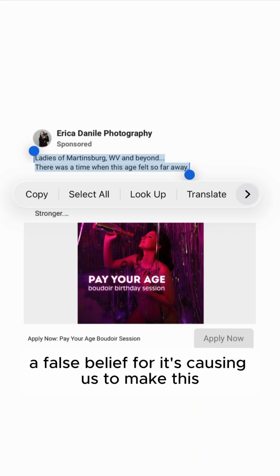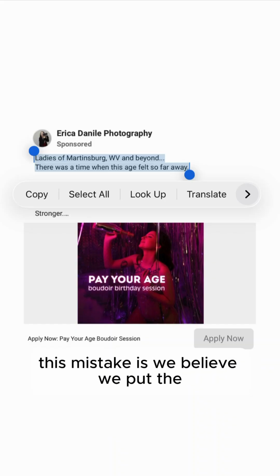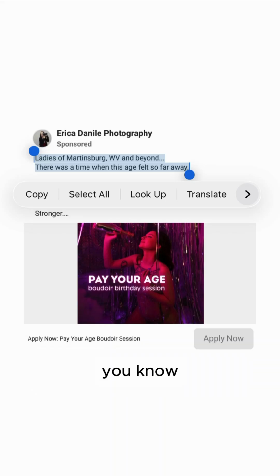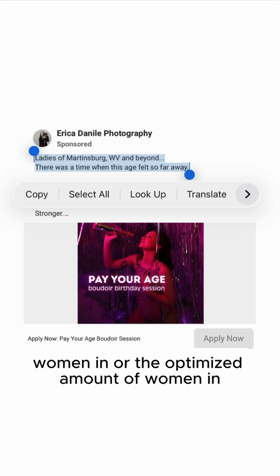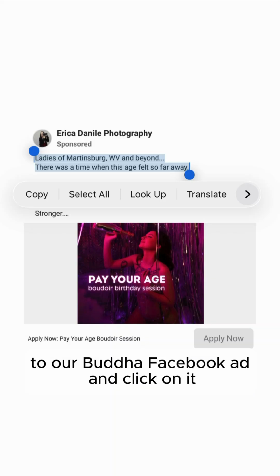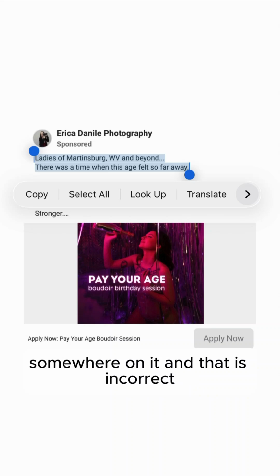The false belief that's causing us to make this mistake is we believe we put enough context in here to pull the maximum amount of women in, or the optimized amount of women in, to our Boudoir Facebook ad and click on it, and that is incorrect.